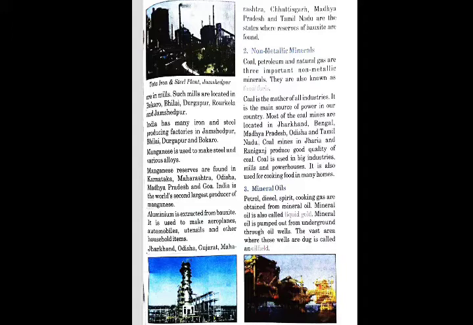Next, aluminium. Aluminium ore is called bauxite. Bauxite is found mostly in Jharkhand, Orissa, Gujarat, Maharashtra, Chhattisgarh, Madhya Pradesh, and Tamil Nadu. Aluminium is used to make aeroplanes, automobiles, utensils, and other household items.